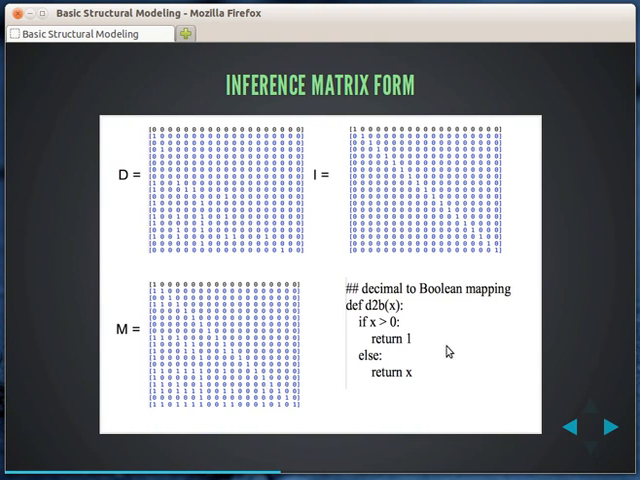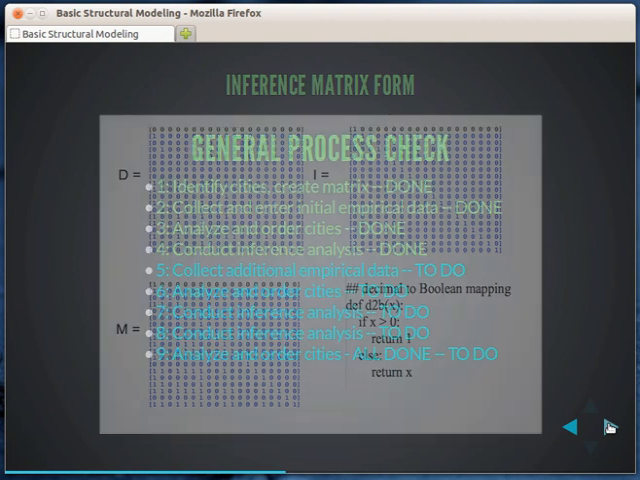And we use the decimal types of operations within Sage to do the computing of the inference, but then we have to change that decimal to a Boolean. So we define a decimal to Boolean mapping, which we use to configure and change the matrices so that it works in this particular operation.